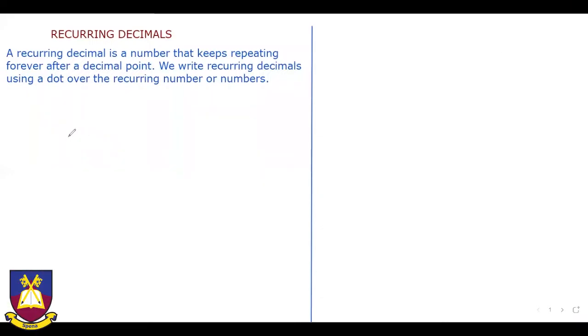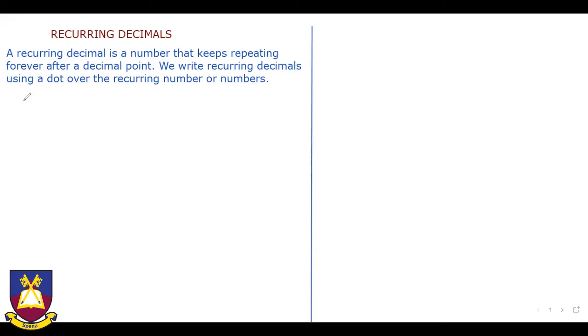In this lesson, we're going to look at recurring decimals and how they can be converted to fractions. First, we shall understand what a recurring decimal is. A recurring decimal is a number that keeps repeating forever after a decimal point, and we write such numbers using a dot over the recurring number or numbers. Instead of a dot, we can as well use a dash.